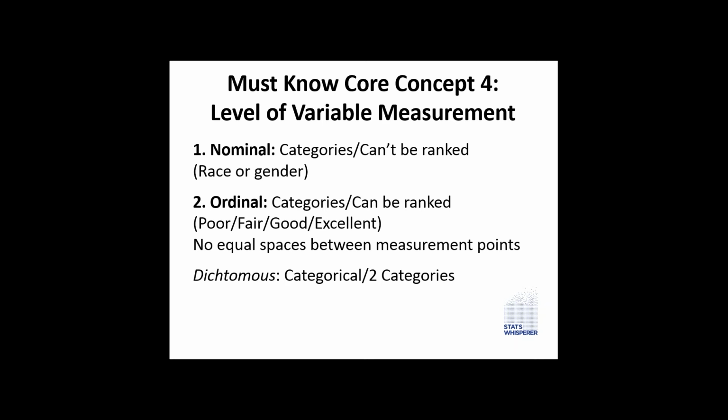And also we want to mention, because we're talking about categorical variables, that the dichotomous variable, you'll hear that term a lot, is a categorical variable with two categories. It could be ranked or unranked, could be male, female, yes, no, good, bad, anything like that. But it has two categories. It's called dichotomous.